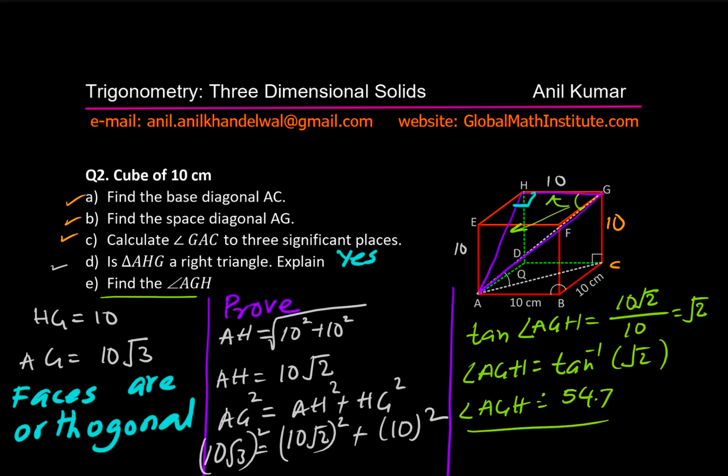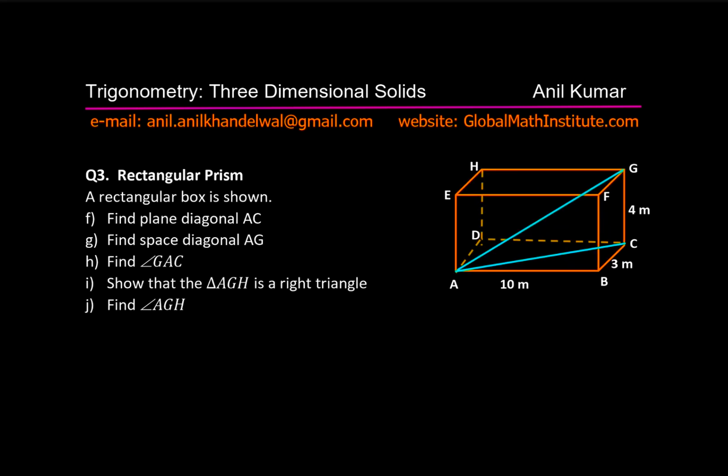Now we'll take up a rectangular prism. Question number 3 here is a rectangular prism. A rectangular box is shown. Find plane diagonal AC, find space diagonal AG, find the angle GAC, show that the triangle AGH is a right triangle, and find the angle AGH. It's kind of a repetition of what we just did with the cube. So I would like you to pause the video and solve this question.